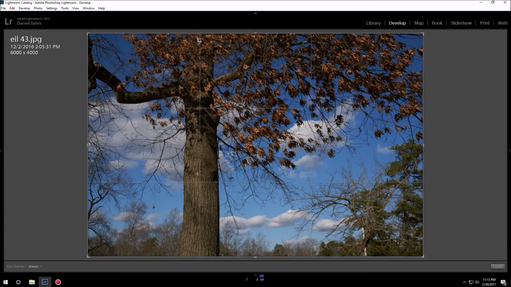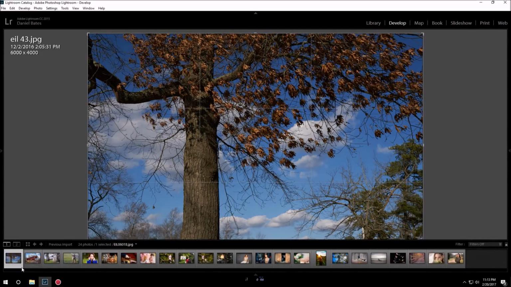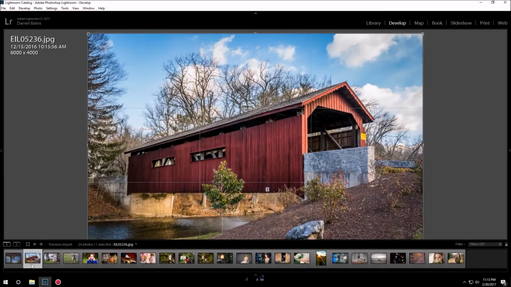So obviously, very basic with this tree. You have this left vertical line. Boom, it works. It's a simple picture of a tree, but I use the rule of thirds, and I enjoyed this picture actually. So we're going to go on to this covered bridge.